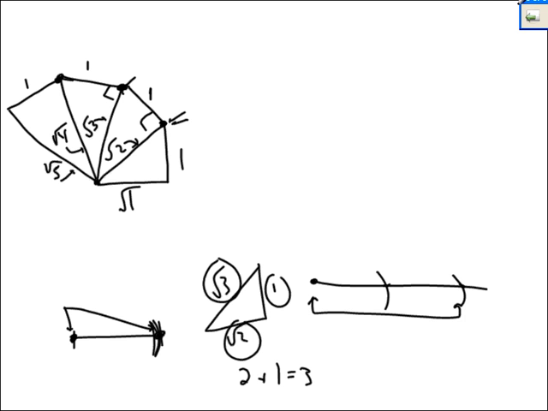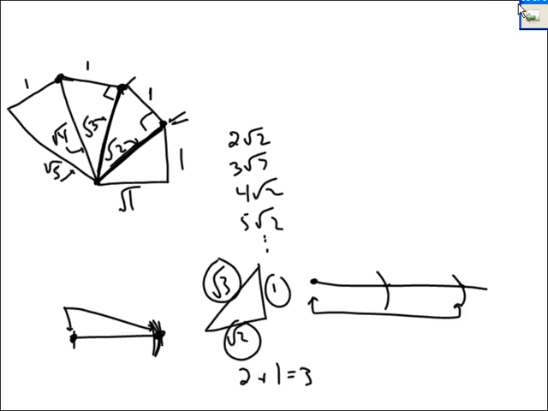Given a unit, I can draw a unit length. I can draw the square root of 1, the square root of 2, the square root of 3, the square root of 4, the square root of 5, the square root of 6, the square root of 7, the square root of 8, and so on. I can draw all of these. And now that I know that this length is square root of 2, I can draw 2 square root of 2, 3 square root of 2, 4 square root of 2, 5 square root of 2's, etc.